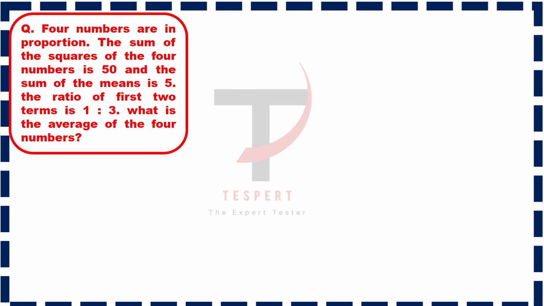4 numbers are in proportion. The sum of the squares of the 4 numbers is 50 and the sum of the means is 5. The ratio of first two terms is 1:3. What is the average of the 4 numbers? Right. So what's meant by proportion? Proportion means equalizing two ratios, right? So A is to B as C is to D.